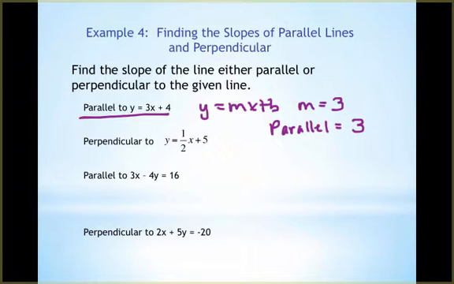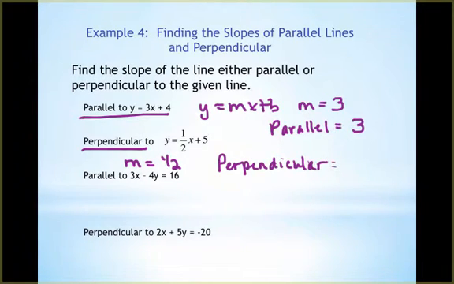Now if I want the slope that's perpendicular to y equals 1/2 x plus 5, the slope of the given line is 1/2. So to be perpendicular, we said you have to be opposite reciprocals. That means we have to change the sign. Since this is positive 1/2, we now make it negative, and then do the reciprocal, which would be 2/1, or just -2.